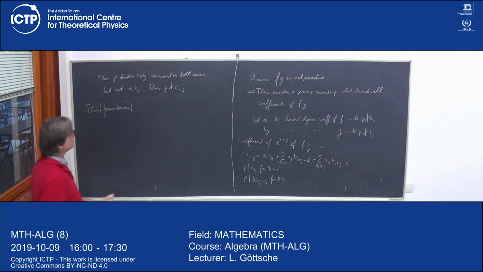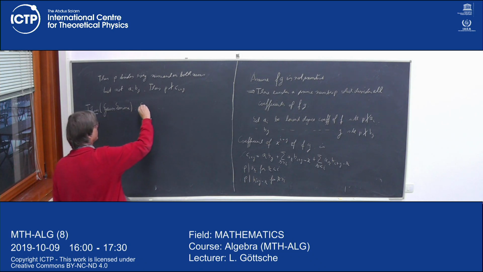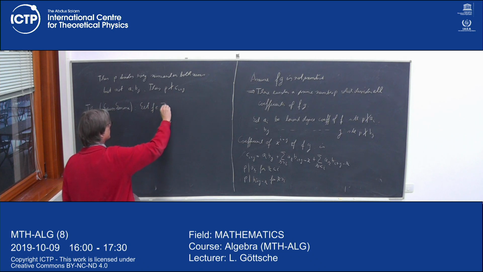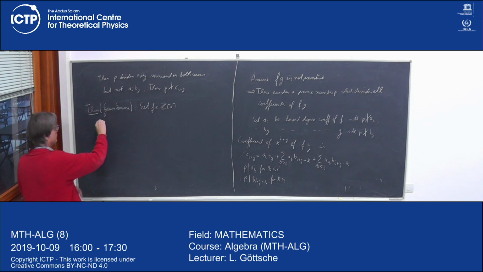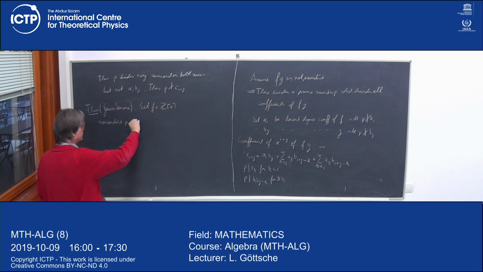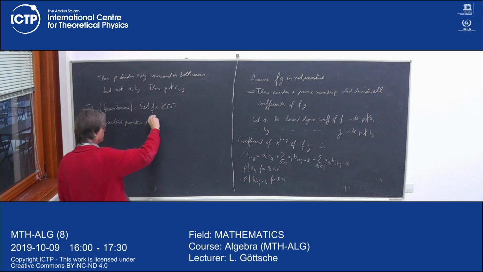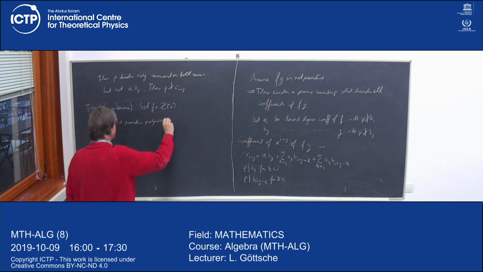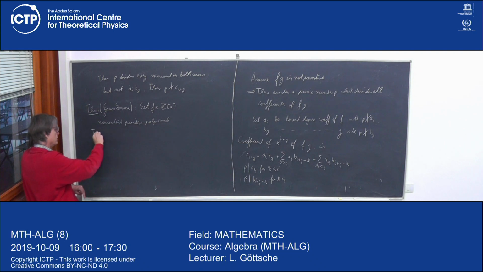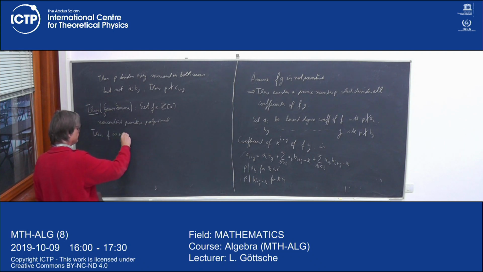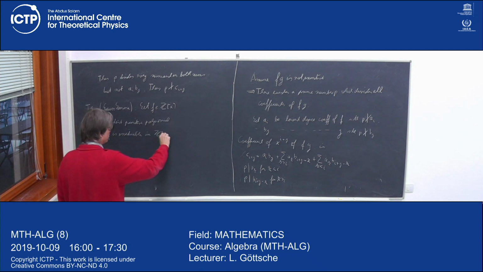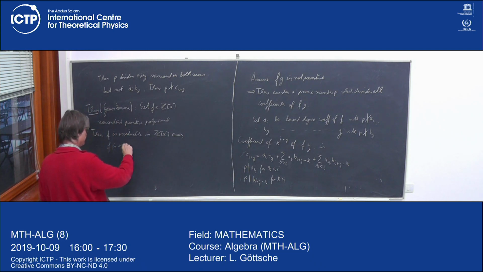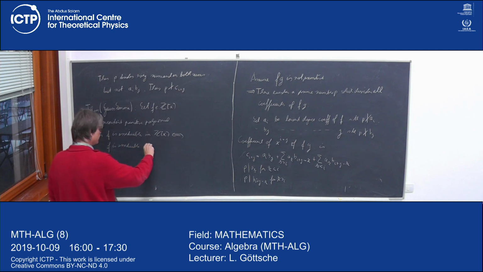Namely, let f in Z[x] be a non-constant primitive polynomial. Then f is irreducible in Z[x] if and only if f is irreducible in Q[x].